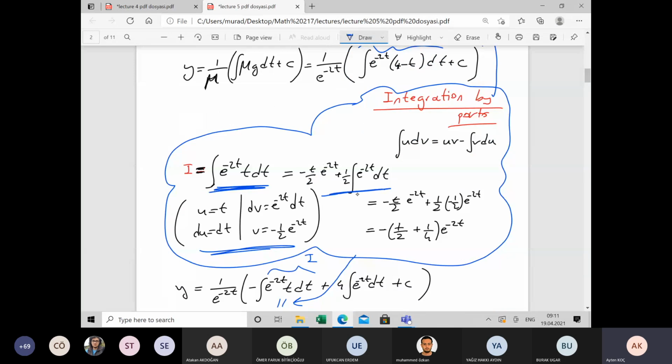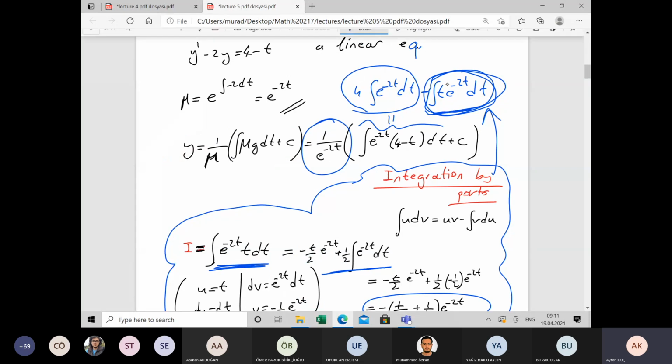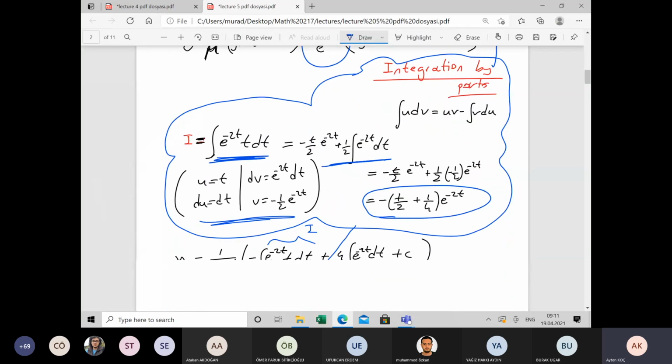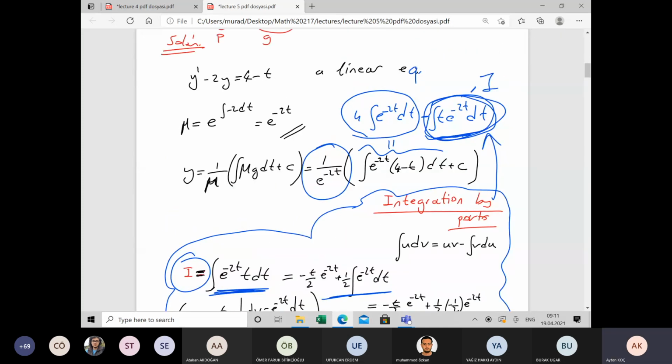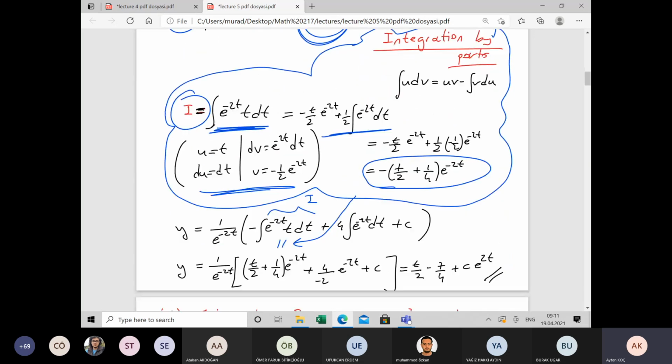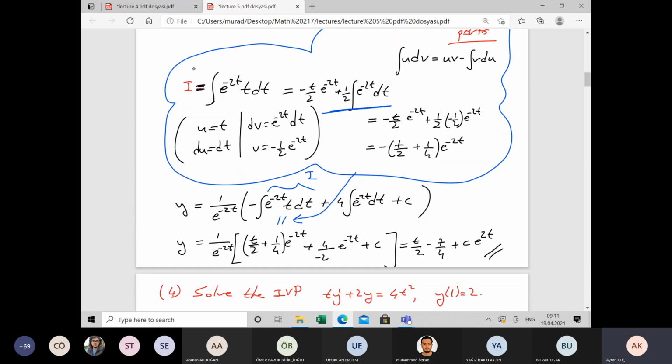We substitute here 1 over this one, multiplying by the integrating factor, which is I. And y is this one times I plus this one. Then we substitute and obtain our solution.